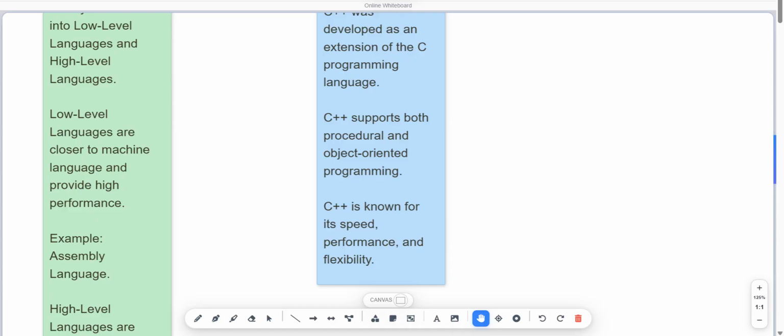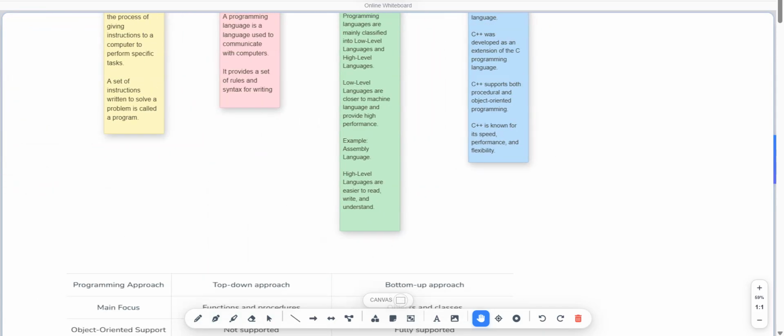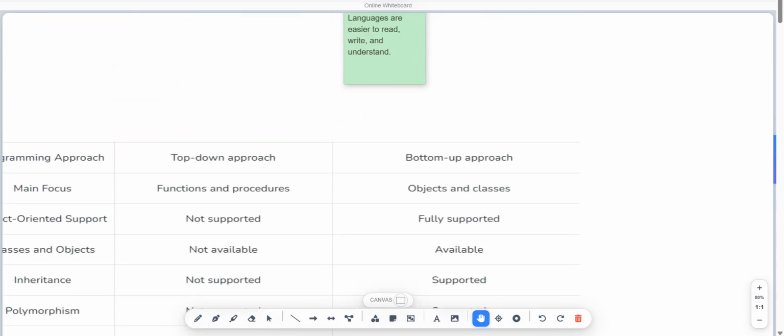Okay. CPP is known for its speed, performance, and flexibility. These three aspects are why CPP is more efficient when compared to C. The speed is more, performance will be more, and flexibility means changing the programs and reusability. This all will be more in CPP. Okay, let us see what are the differences between C and CPP.